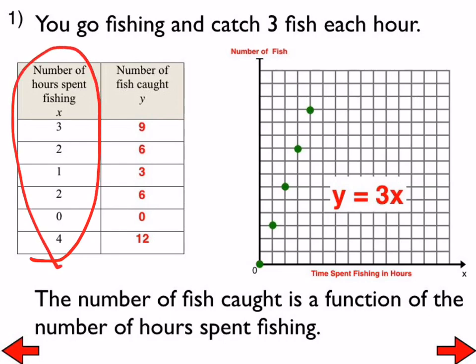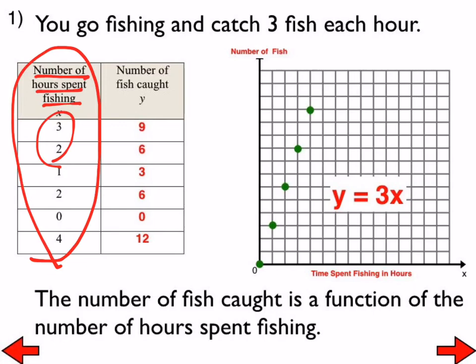So I realize in our table we only have whole numbers. But we're talking about number of hours spent fishing. So if you went fishing, could you fish at some value between 2 and 3 hours? Could you do that? Yes. Like 2 hours and 5 minutes or 2.5 hours.